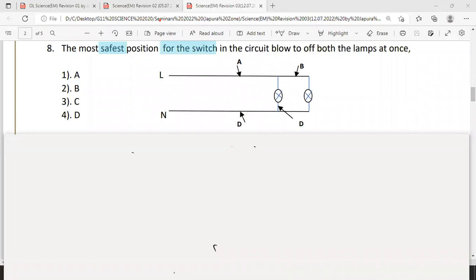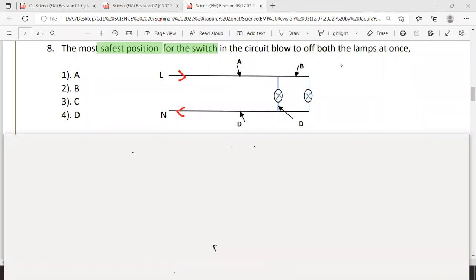Not only to turn on and off. It has to be the safety that matters here. Usually, you can put the switch either in the live wire or the neutral wire, no problem. But the safest place for the switch is what? The live wire. If you want, you can write it: the switch should be connected to the live wire. The reason is electricity enters from the live wire and passes out from the neutral wire.